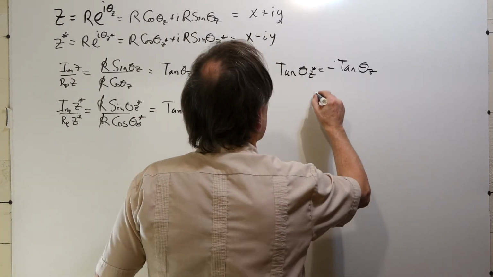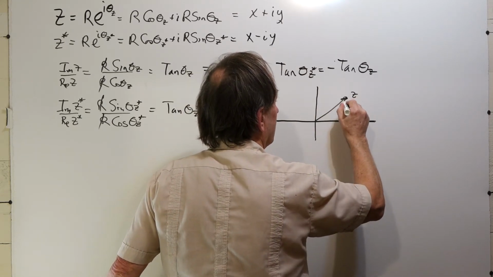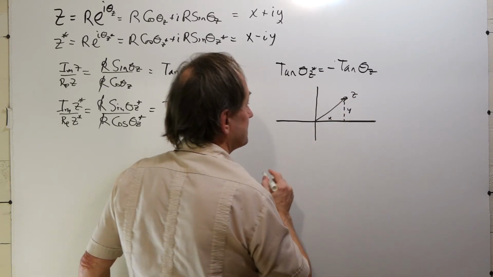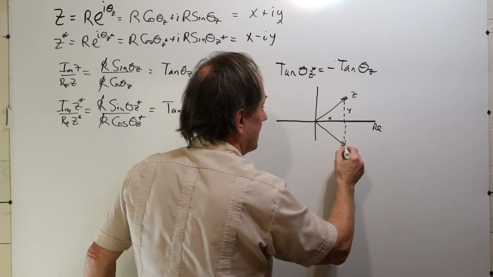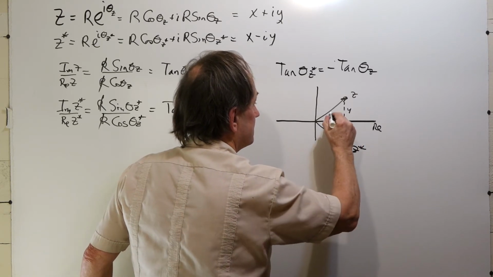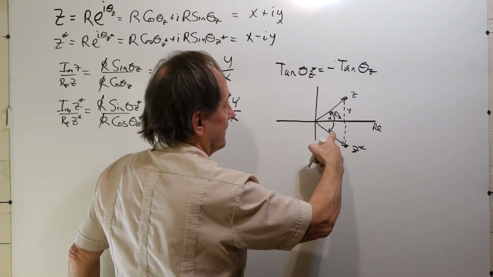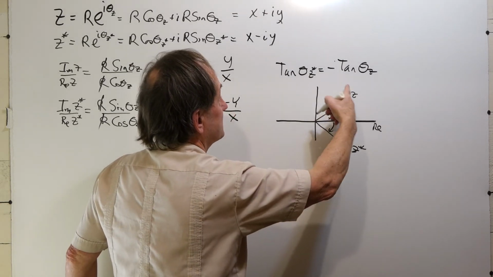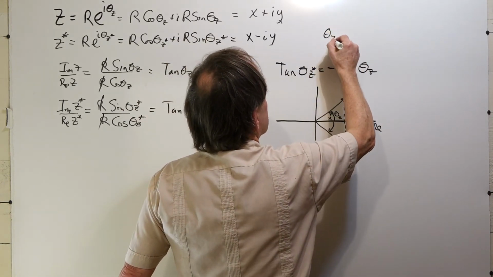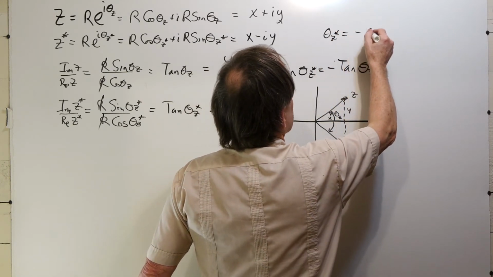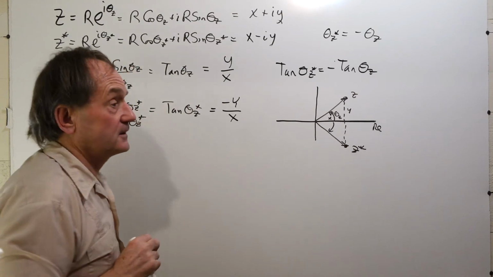Graphically, what we have is this. If this is z in the complex plane, we have y and x, then z conjugate is just reflected about the real axis. So this is z conjugate. If this is theta z, then the angle for z conjugate is just minus. If we take the inverse tangent on both sides here, we get theta z conjugate equals minus theta z. So the angles are opposite between a complex number and its conjugate.